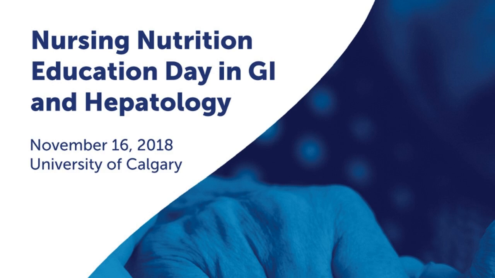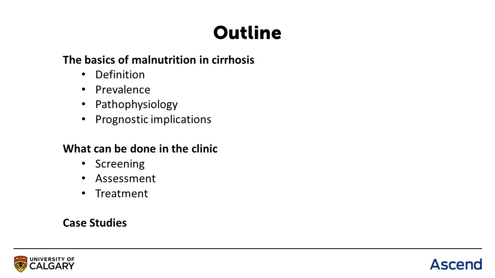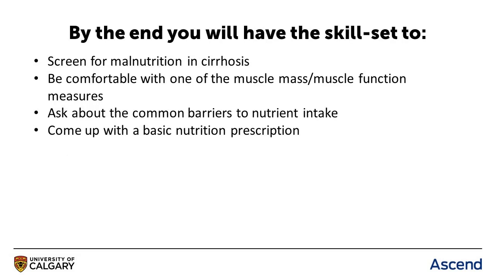Definition of it. I'll say right off the bat that's a bit controversial. Prevalence, why it happens, what's the pathophysiology, why it's important, what's the prognosis with it, and then getting into what can be done in the clinic. So the same things you've heard around screening and assessment and treatment, and then really wrapping it up with some case studies. So by the end, you're going to be comfortable with screening for malnutrition and cirrhosis.